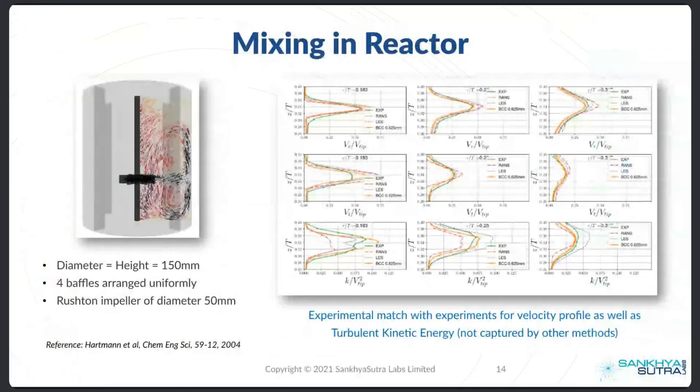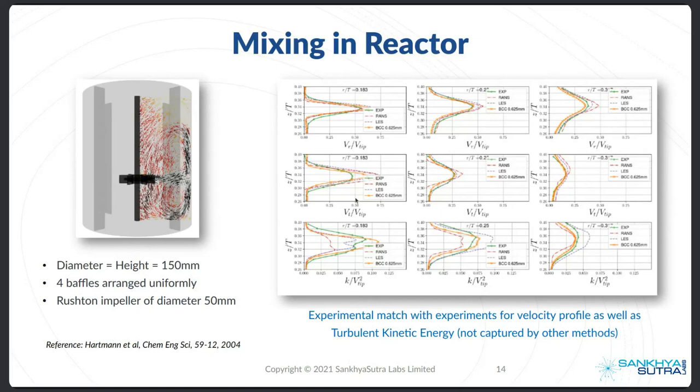Another example that I have is from bioreactors or reactors in general, wherein a typical reactor setup has a vessel in which there would be an impeller at the center. The shapes of the impeller depend on what is the desired velocity profile. Here we have taken an impeller, which is called a Rushton impeller. The Reynolds number for this kind of setup is around 10,000.